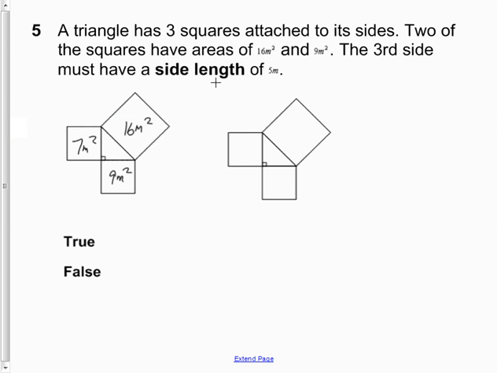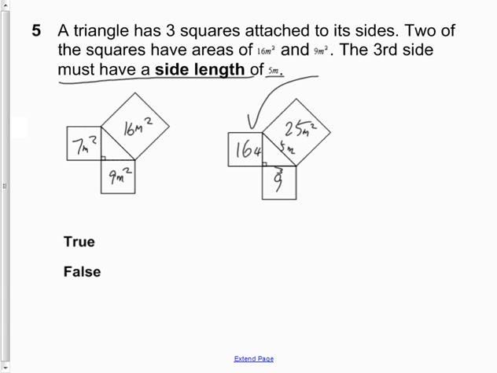7 plus 9 would be 16. That is one possibility. The other one was, if this was 16, and this was 9, and this would be 25, and since it says this must have a side length of 5, well, if this is 25 square meters, the side length, or the hypotenuse, would be 5. This would be 4, and this would be 3.